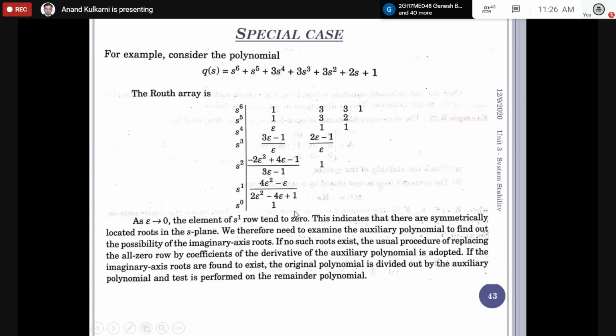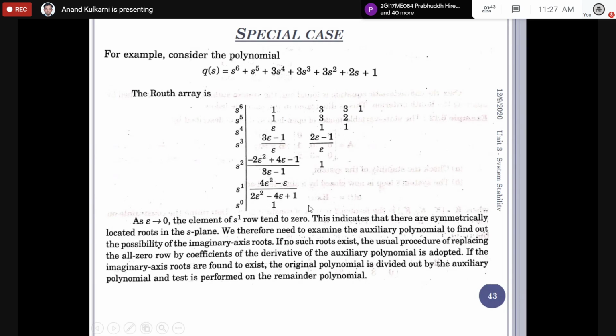Okay. Now see here. Now you have to substitute epsilon tending to 0. If you substitute epsilon tending to 0, this is 0. It is minus 1 upon 0, that is minus infinity. So a sign change has taken place. Now here in this equation, if you substitute epsilon equal to 0, this is 0, this is 0, minus 1. Minus 1 upon minus 1 is plus 1. So once again a sign change has taken place.